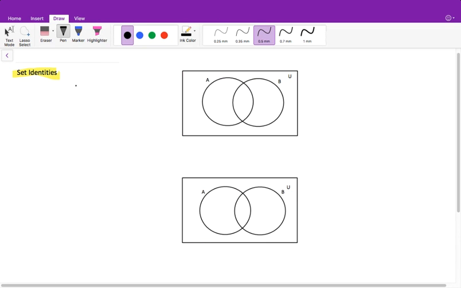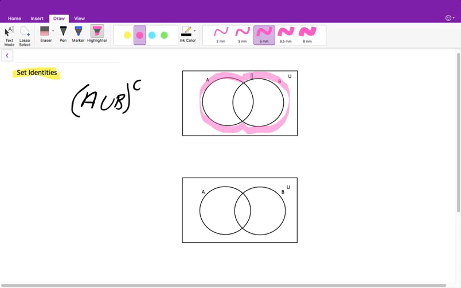The next one we're going to talk about is if we're asked to fill in the Venn diagram for the complement of A union B. So that means we're taking the complement of A union B. Since we know A union B includes everything within either of those two sets, because we're using the word or, if we're taking its complement, that means we're doing everything on the outside. So we can color in all of this out here.